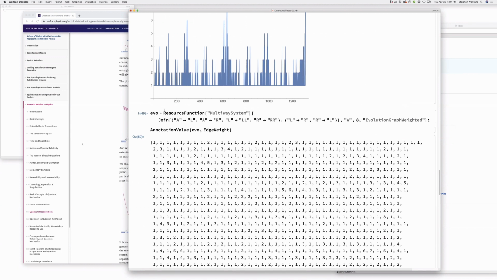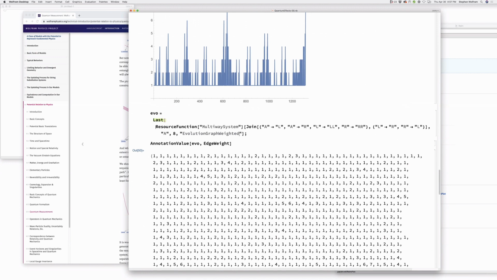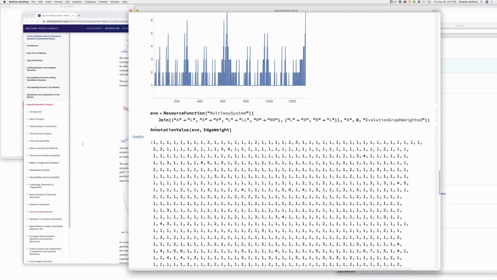Wait a minute, wouldn't we want to take the last then of this? Yes, we do, probably. But wait, hang on. The last of the evolution graph? No. We want to take the last layer, right? Which would be, that's kind of what we were doing. It's an evolution graph weighted. Yep.